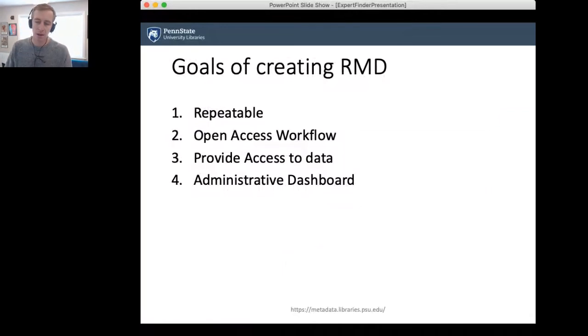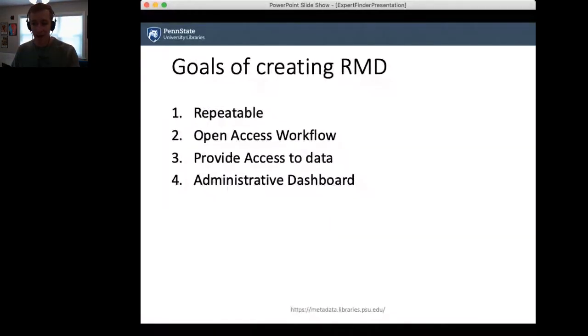Essentially, we update the RMD from different systems periodically. In some cases, it happens nightly. In others, we kick off jobs less frequently, maybe monthly. And the next thing we wanted to do is make sure that we were able to power our open access workflow when that policy was put in place, so we could increase the footprint of openly accessible research at Penn State.